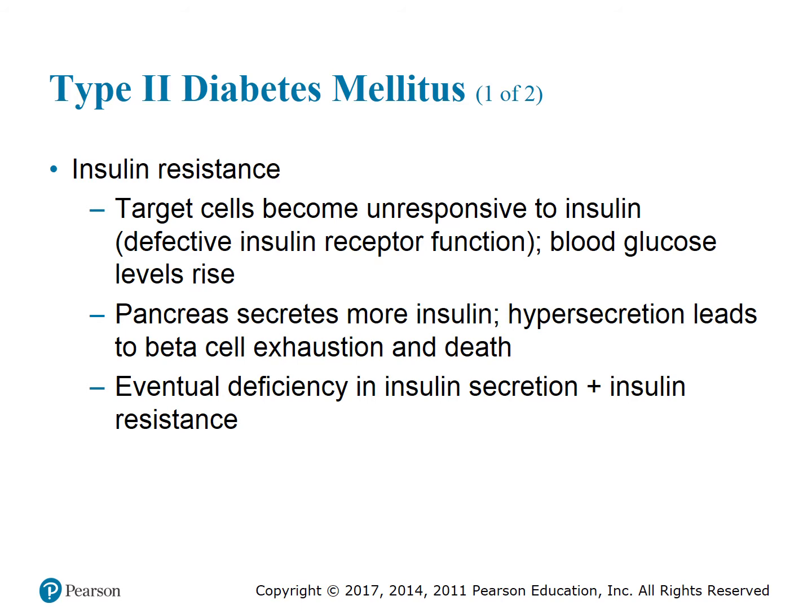So eventually you have a deficiency in insulin secretion because we destroyed the beta cells, and then you add the insulin resistance. So these folks could potentially be on the same regimen as type 1, because you end up with the same problem. Okay, and then you also have to incorporate lifestyle changes with both type 1 and type 2 diabetics. It's not just about drugs and medications. Next slide.